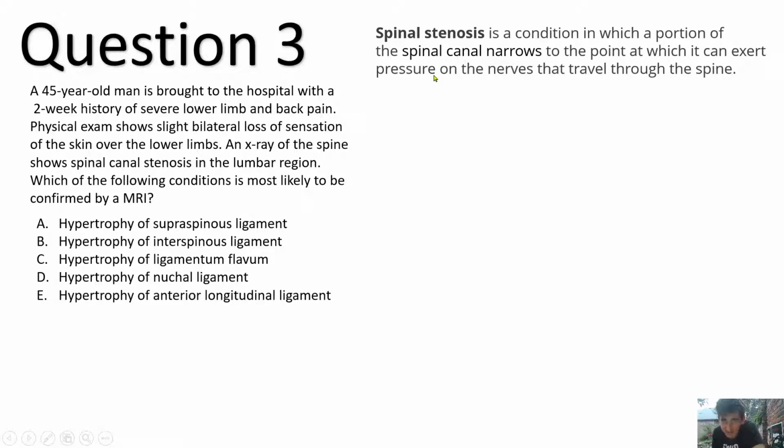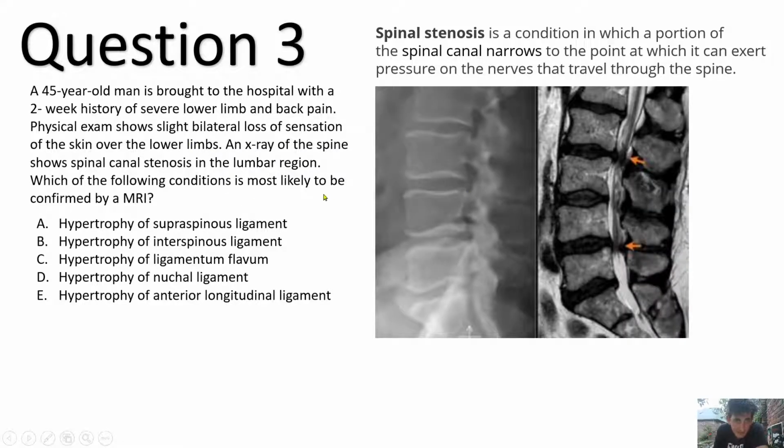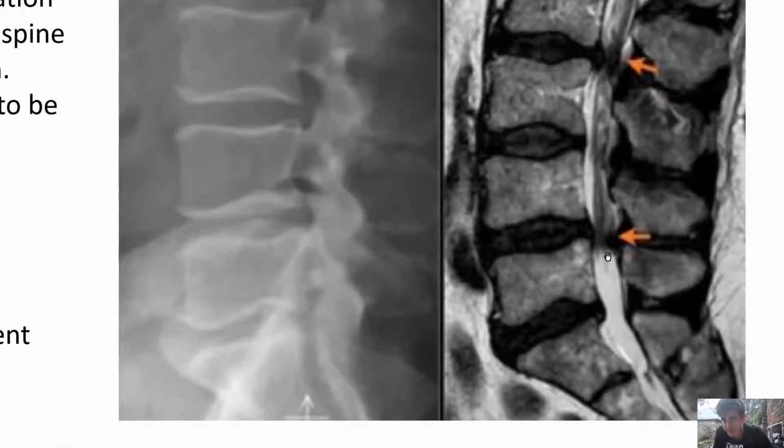So first off, spinal stenosis is where a portion of the spinal canal will narrow to the point at which it can exert pressure on the nerves that travel through the spine, leading to this pain in the lower limbs and the sensory loss. And if it's bilateral, we're going to have problems at both sides of the lower spine, both areas.